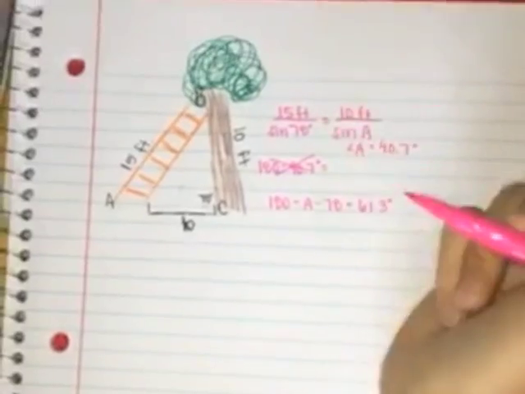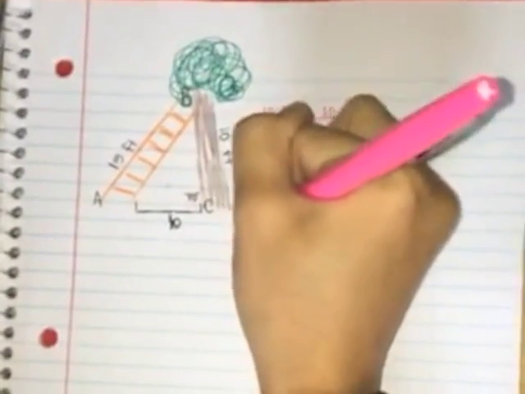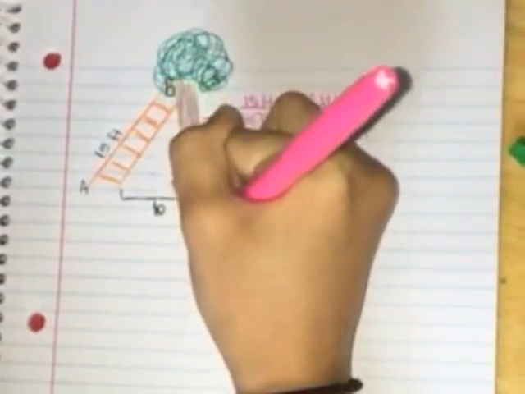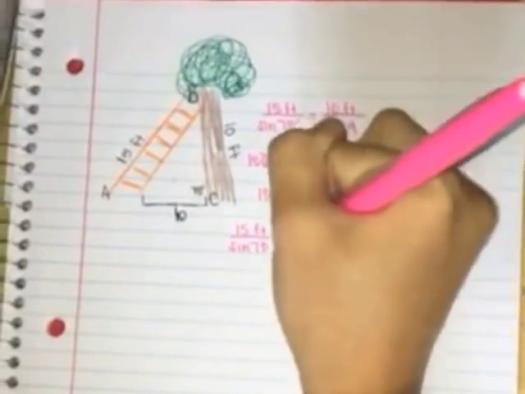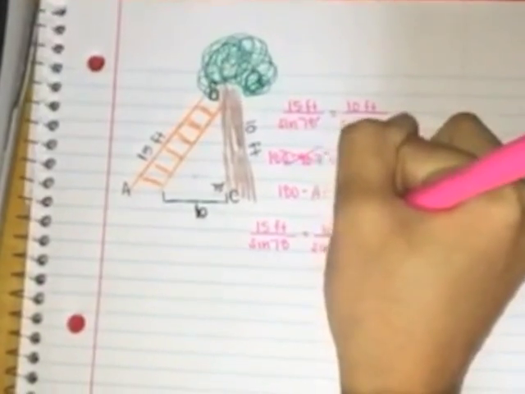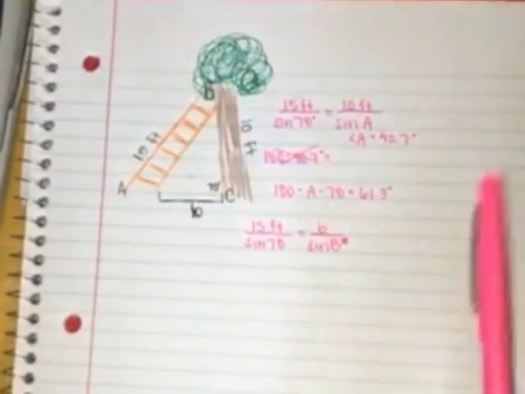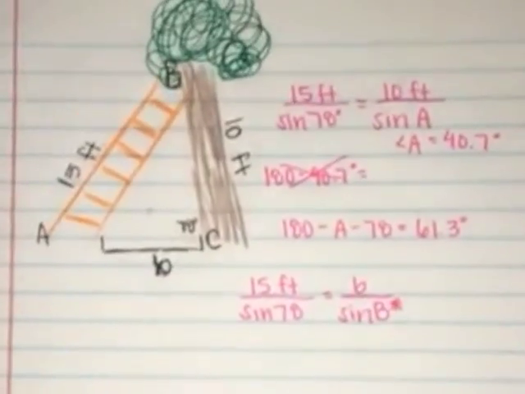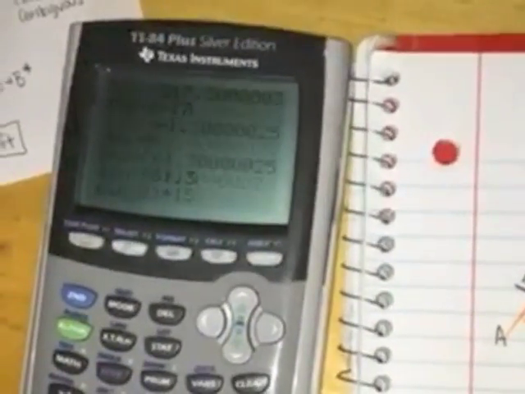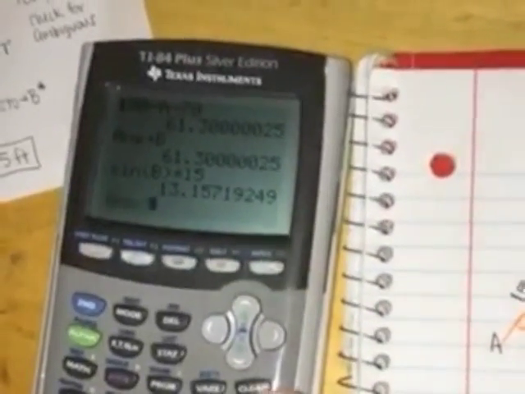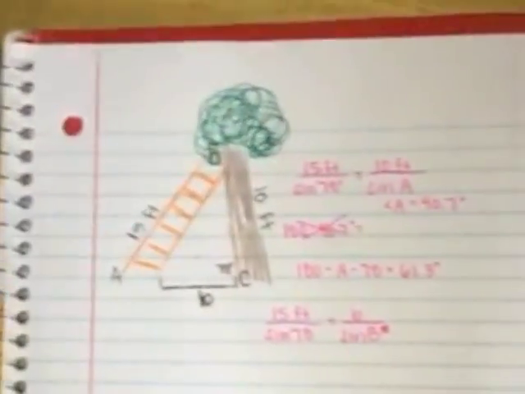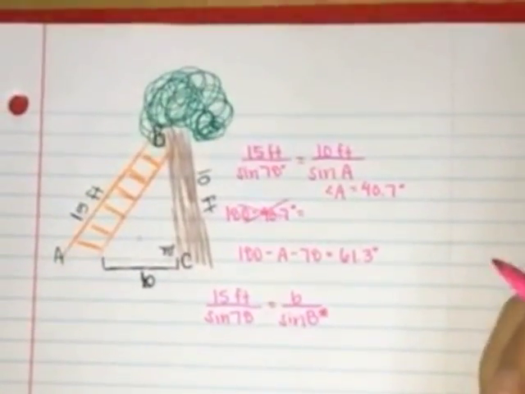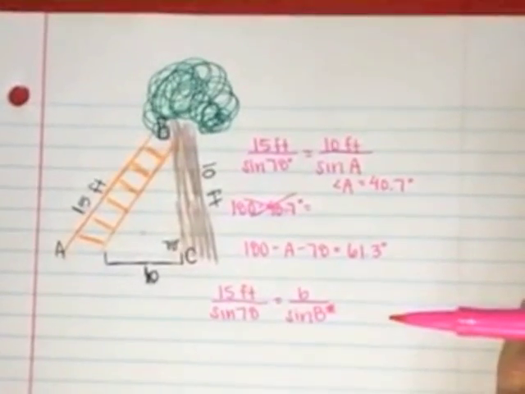So we're going to use what's given to us as always and do 15 feet over sine of 78 equals lowercase b over sine of B. We stored that, so let's see, sine of alpha B times 15 equals 13.1, divided by sine of 78 gives us 13.5 feet. So that is how far our ladder needs to be away from the tree.